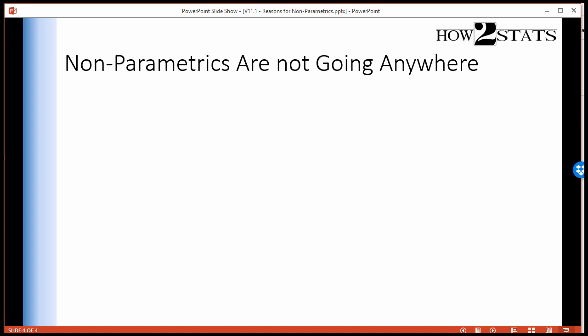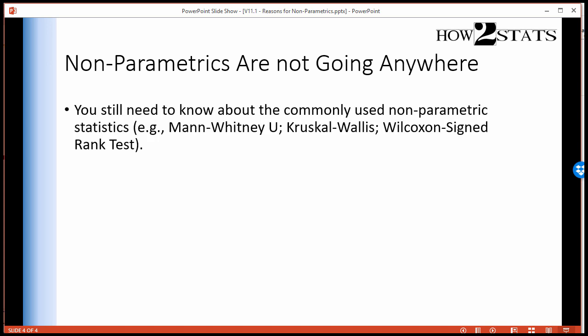Despite all this, I think there are good reasons to have a fairly good knowledge of non-parametric statistics because realistically they're not going anywhere. So that's why I write you still should know about commonly used non-parametric statistics like Mann-Whitney-U, Kruskal-Wallis, Wilcoxon-signed rank test, Spearman correlation, etc. because people publish papers with those statistics, and if you're reading those papers, you'll want to have some knowledge of what they actually did.